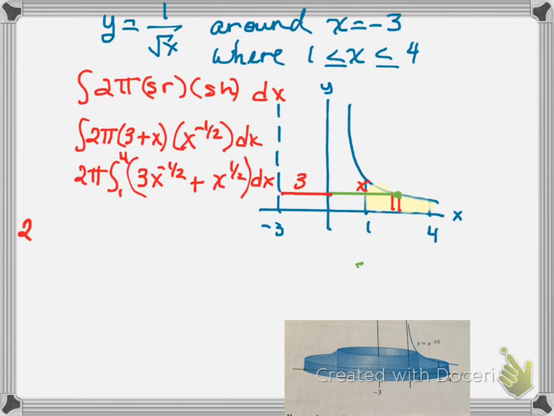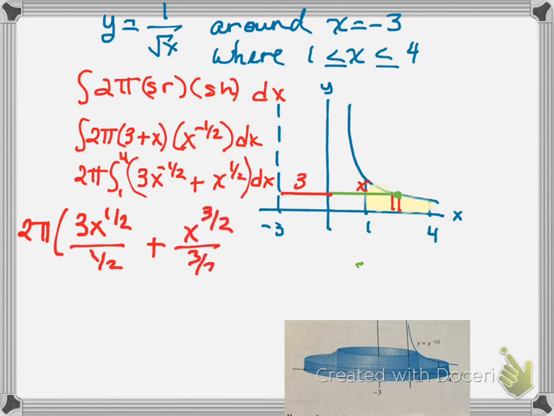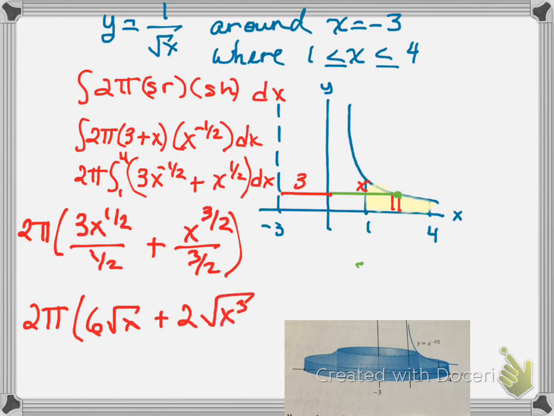And so if I integrate that, I'm going to have 2 pi, add 1 to the -½ and I get 3x to the +1/2 divided by 1/2, which when you flip and multiply is going to make a 6, which we'll do in a second. And then the other one, add, and you'll get a 3/2 divided by 3/2, and then we'll flip and multiply. So 2 pi times 6 square root x. And then on the other one, you're going to have 2 square root x cubed over 3. And that is from 1 to 4.